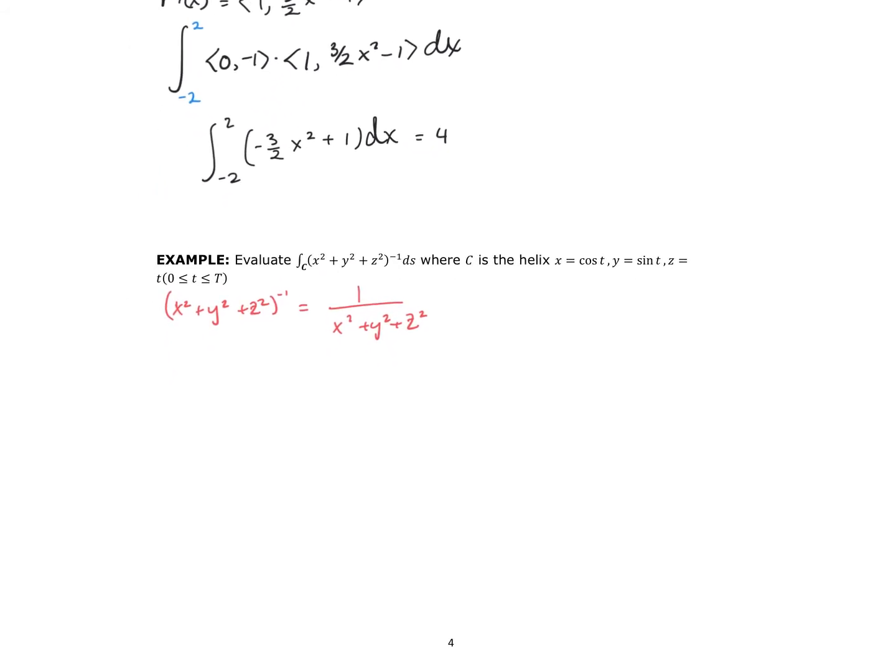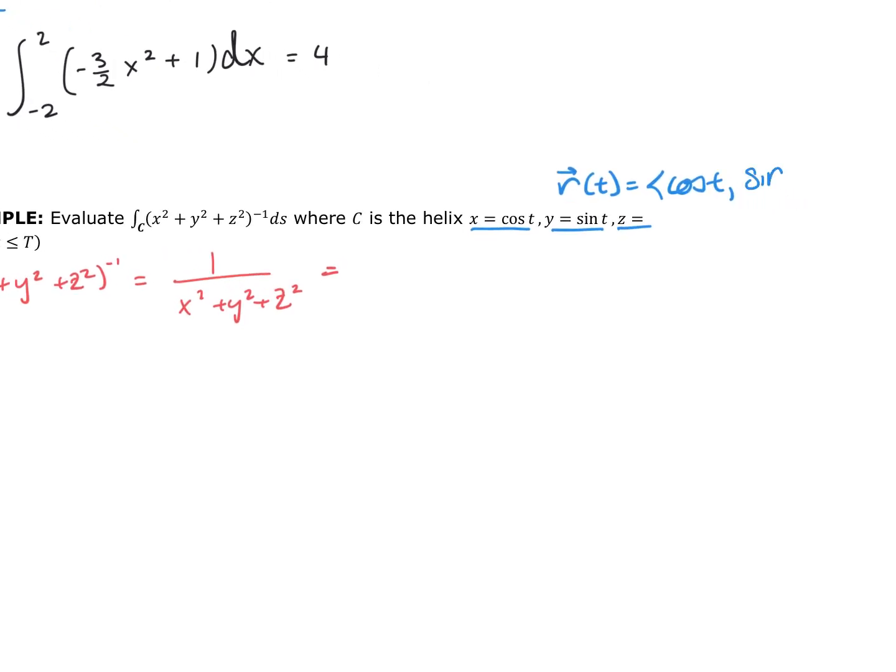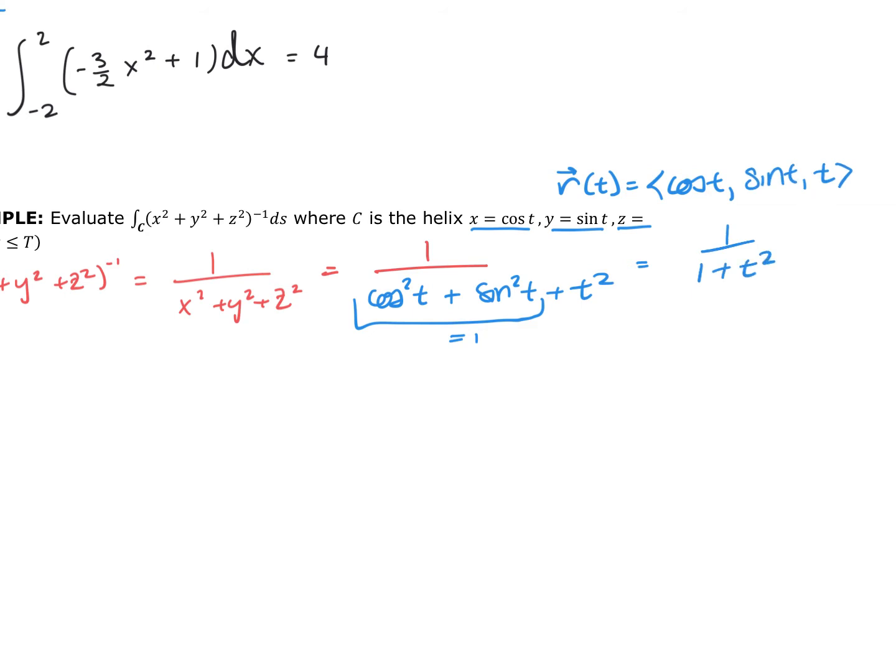So this then becomes x is cosine t, y is sine t, and z is t. So r, my vector r of t, would then be the cosine of t, the sine of t, and then t. So coming back to this replacement, I have 1 over cosine squared of t plus sine squared of t plus t squared. We know that this is equal to 1 all day long, so this is 1 over 1 plus t squared.